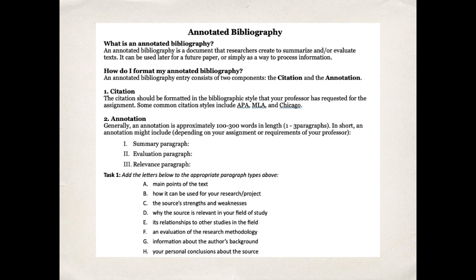Anyhow, let's check. So the summary could include A, E, or G, right? So the main points, relationships to other studies in the field, and information about the author's background. Evaluation. An evaluation paragraph, C and F, right? So the source, strengths, and weakness, and an evaluation of the research methodology. So research methodology basically refers to how the study was carried out.